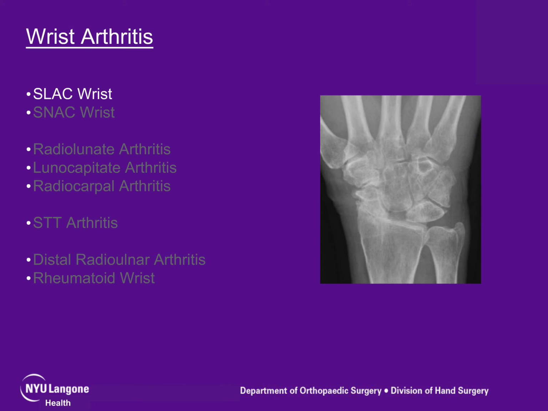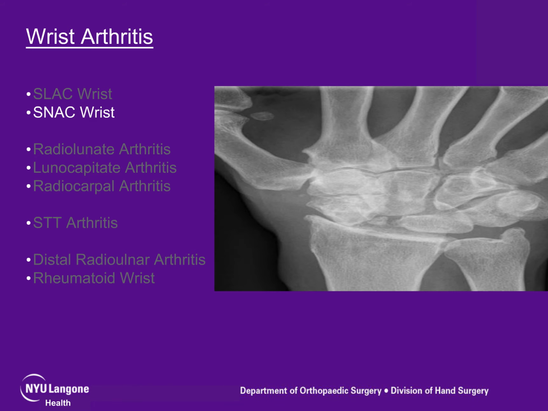SLAC wrist arthritis is the most common arthritic pattern in the wrist, and as most of you know, results from a scapholunate dissociation with rotatory subluxation of the scaphoid. And the arthritis follows a very predictable pattern of progression, starting at the radial styloid, the radioscaphoid joint, the proximal capitate, and eventually the entire carpus.